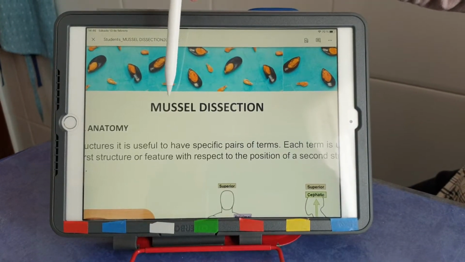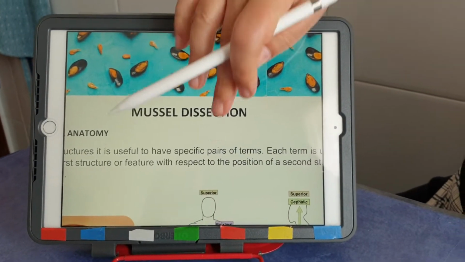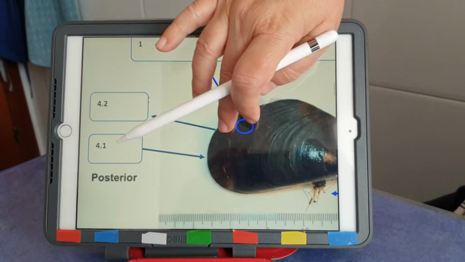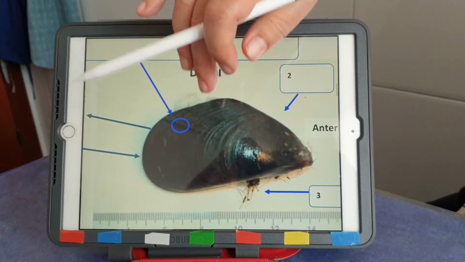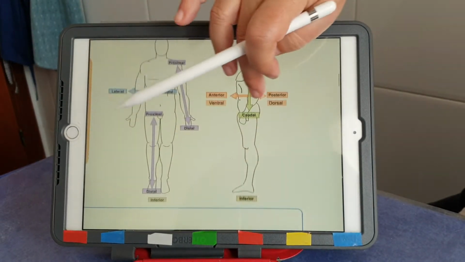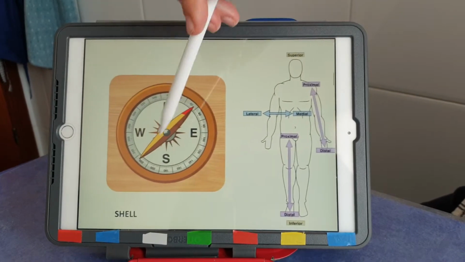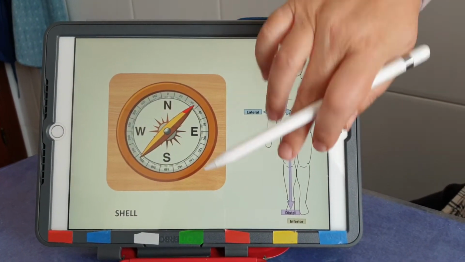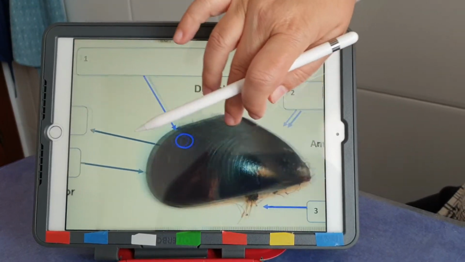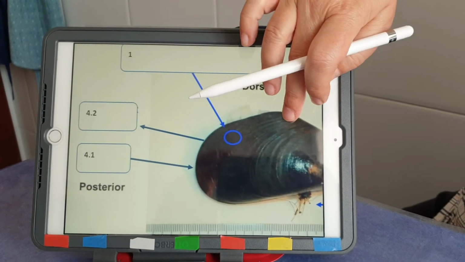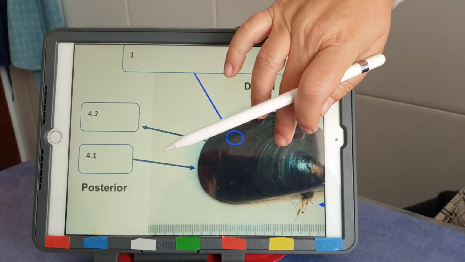Today's topic, mussel dissection. We are going to start studying the shell. The shell, like a compass, you know that a compass has a north and a south. It has an anterior area and a posterior area.